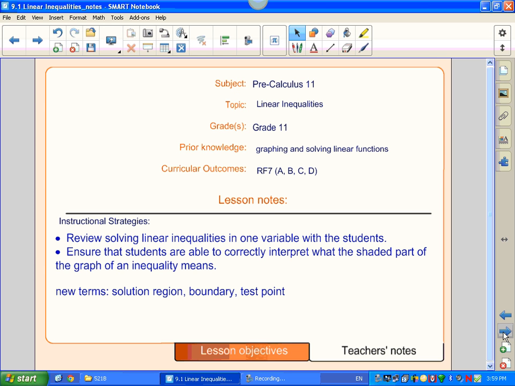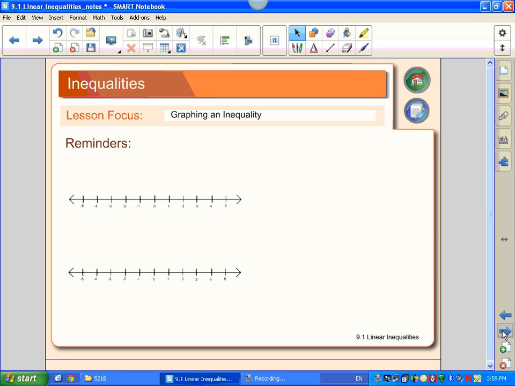So prior knowledge is looking at graphing and solving linear functions, so be able to draw a line. Well, let's begin. I'm going to start with a little bit of a reminder. This comes from probably grade 9 even. So let's say I had something like this on my number line, where I have a hollow dot, and I have shaded it to the right. What does that inequality look like?